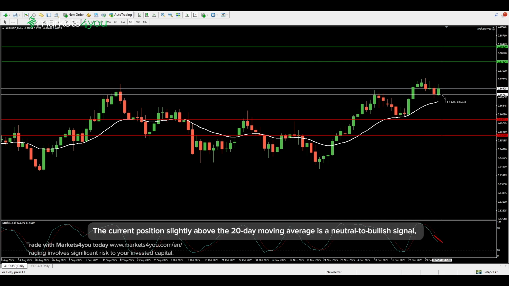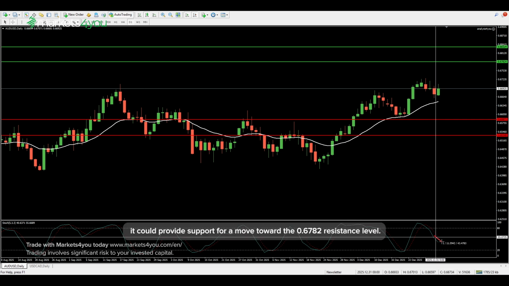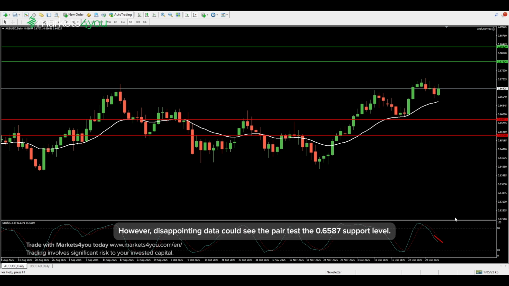The current position slightly above the 20-day moving average is a neutral to bullish signal, but the stochastic moving lower from overbought suggests caution. If Australian inflation data comes in hotter than expected on Wednesday, it could provide support for a move toward the 0.6782 resistance level. However, disappointing data could see the pair test the 0.6587 support level.